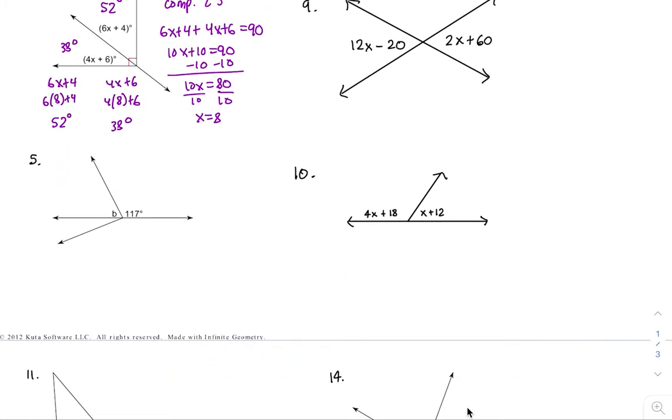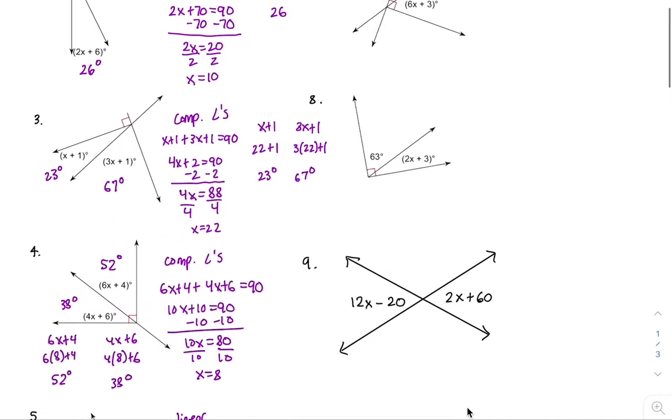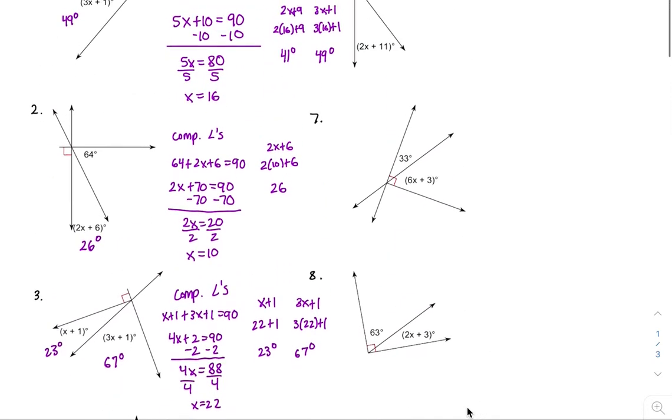Number 5. Okay, number 5, this is a linear pair. So that means they're supplementary, and based off your definition of supplementary angles, they add up to 180. So b plus 117 is equal to 180. Subtract both sides by 117. So b is equal to 63. And if we plug that into b, we know this is just going to be 63 degrees.